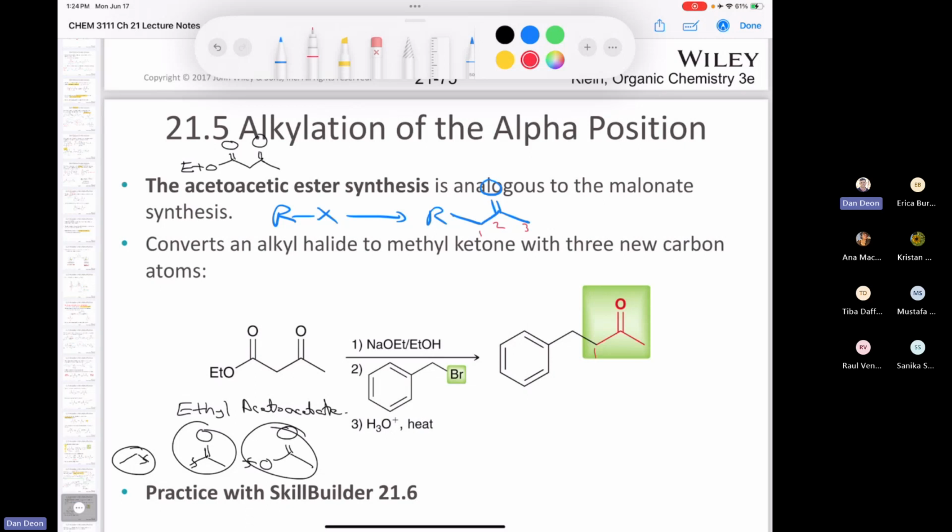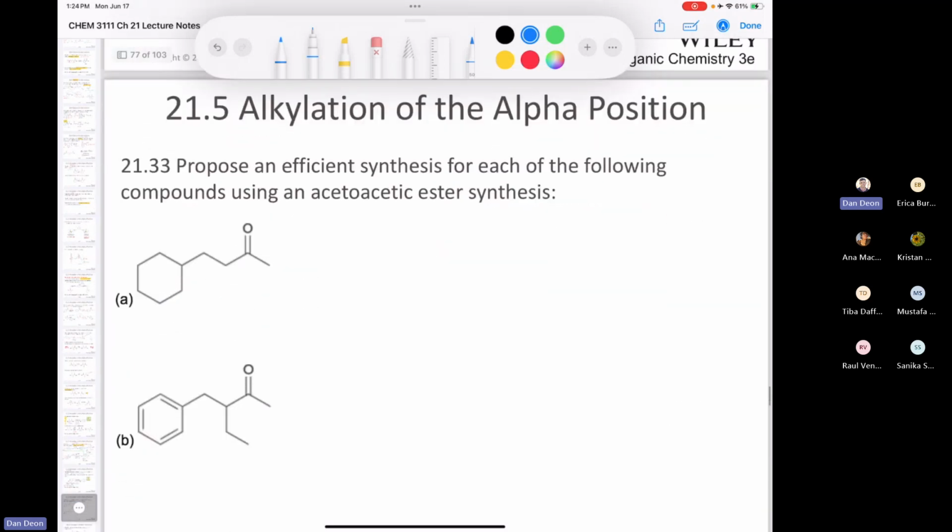So these carbons come from the ethyl acetoacetate, and the rest of it comes from your alkyl halide. And it's the exact same reagents as the malonic ester synthesis. It's identical. So first step is to treat it with sodium methoxide. You make the doubly stabilized enolate. That's a nucleophile. This is an electrophile. Then you heat it up with acid and you end up doing a decarboxylation reaction again. So you end up with an enol and it tautomerizes to give you the methyl ketone.